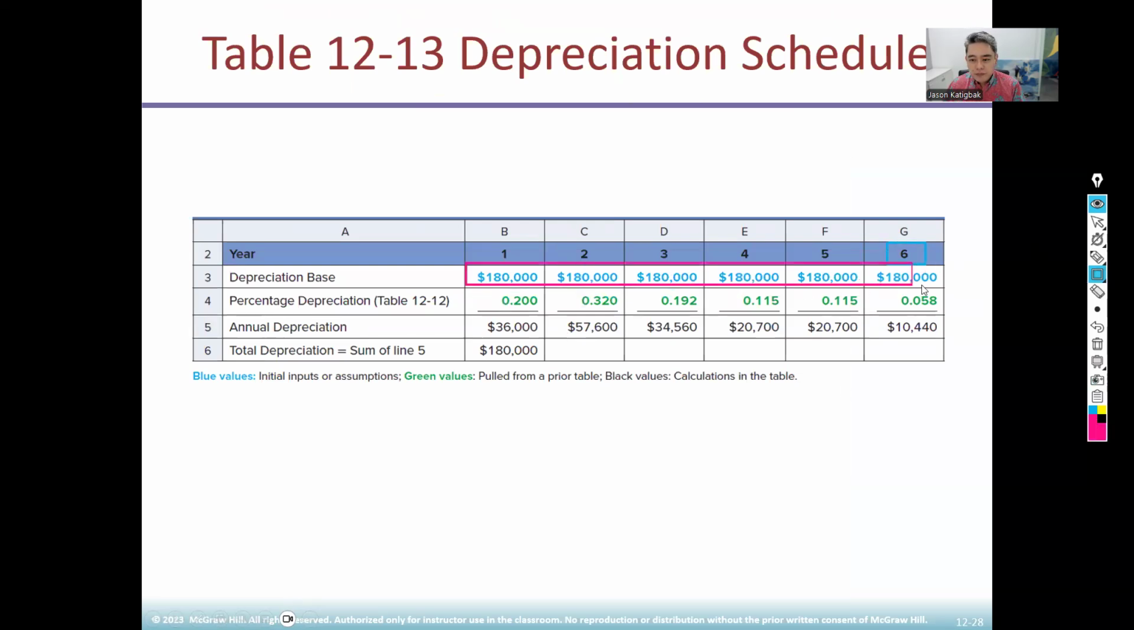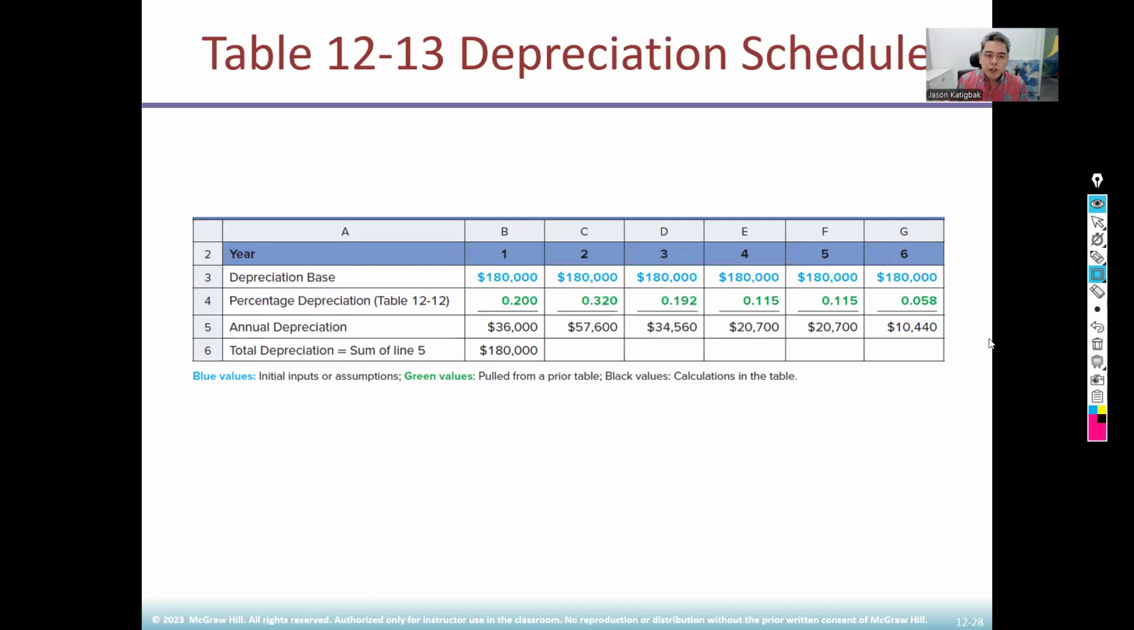So this is given, this is your depreciation base. And then your percentage of depreciation, you multiply it. And once you multiply it, you will get this annual depreciation. If you add everything up, 36,000 in year 1, 57,600 in year 2, all the way to year 6 of 10,440, if you add it up, it's actually 180,000, which is your depreciation base or your acquisition cost. So it all ties up. So that's your full depreciation.